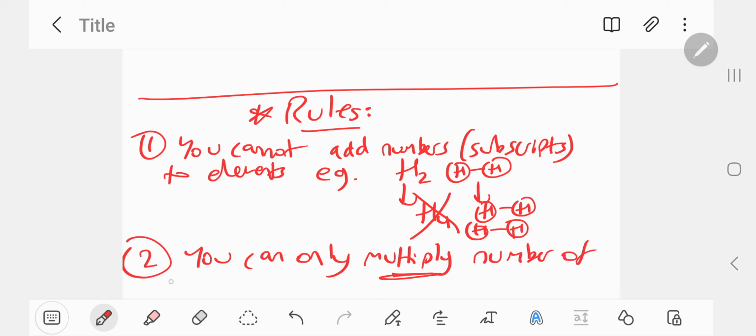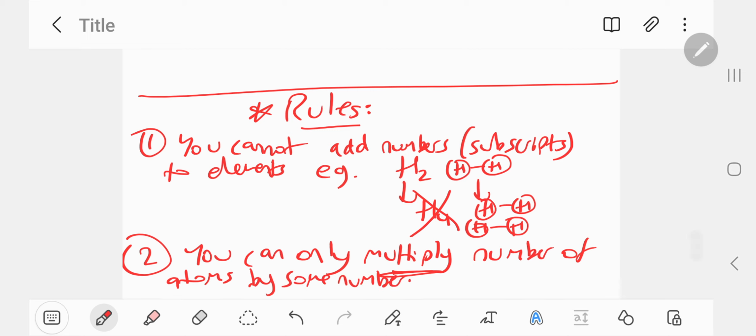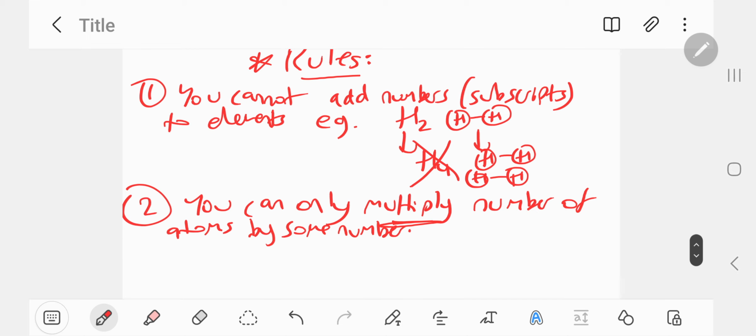Number 2, you can only multiply number of atoms by some number. Okay, typically an even number, not necessarily, could be 1, could be odd as well. So for example, suppose I've got 2 hydrogen atoms. I can only multiply, let's say by number 2 to give me 4 hydrogen atoms. In this case, what I've done is I've basically added more hydrogen atoms. I haven't created them, I've just added.